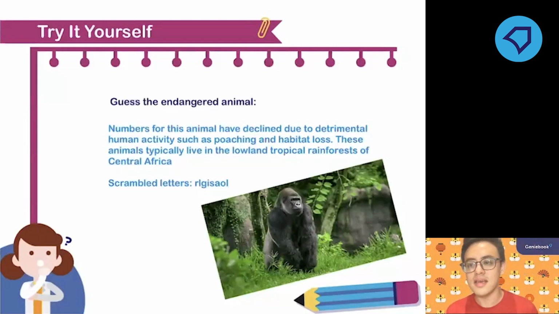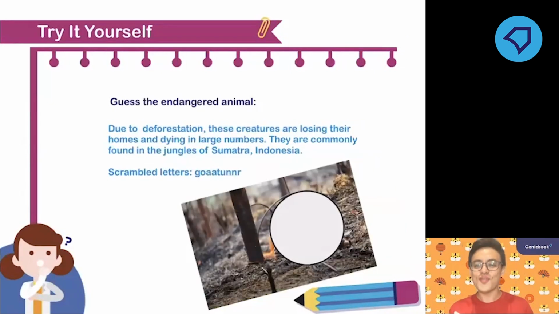They survive, or they don't go extinct, because they're cute. If nature had its way, koala bears would have gone extinct really fast. But they didn't go extinct because they're so cute. People are like, oh, so cute, let's keep them in zoos. And due to deforestation, these creatures are losing their homes and dying in large numbers.